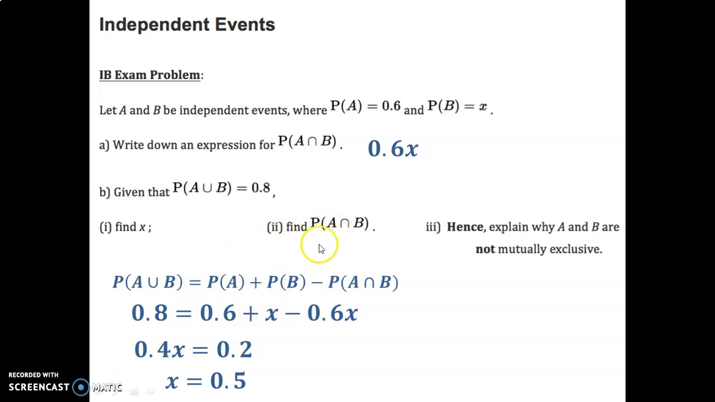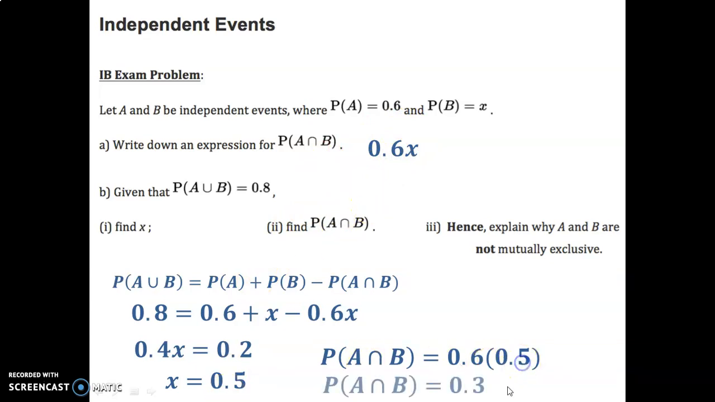Okay, try part 2 here. In part 2, we know these are independent events. So again, the intersection is found by multiplying them, which we did here. And now we know x is 0.5, so 0.6 times 0.5 is 0.3. Finally, how do you know A and B are not mutually exclusive? Just like the last question, since there is an intersection, they are not mutually exclusive. So the probability of A and B does not equal 0. In other words, there is an intersection.